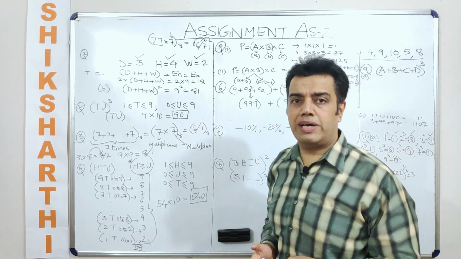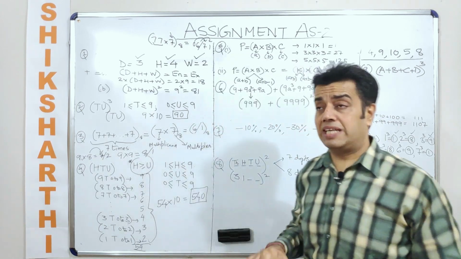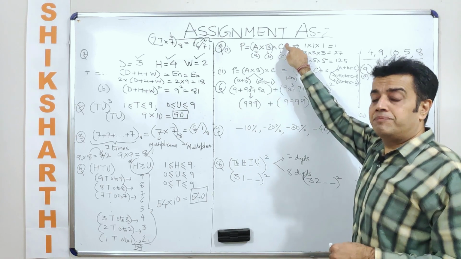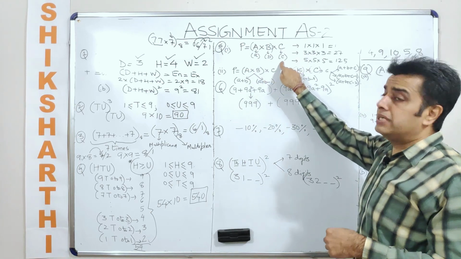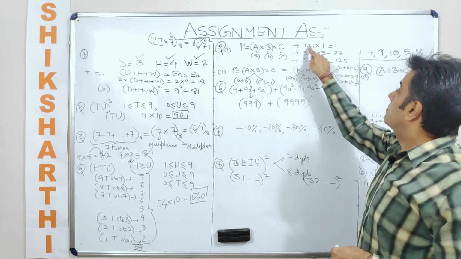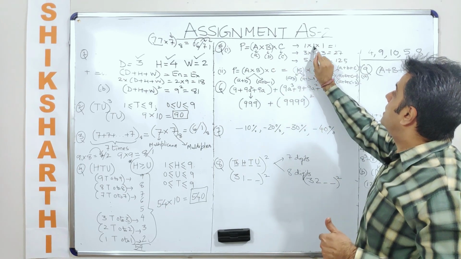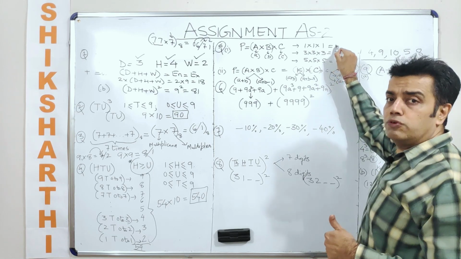Substitute the values. What are the values? Take A is equal to B is equal to C. When I say A is equal to B is equal to C, I am saying assume the numbers as the same and assume the digits also being the same.